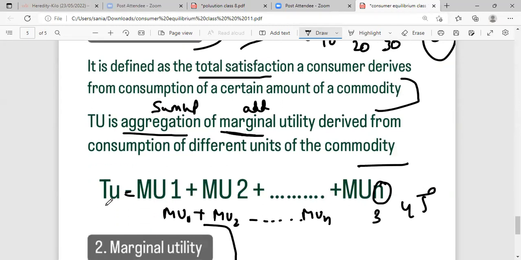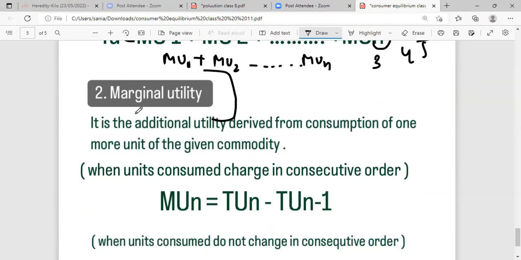So you have to remember the formula, because as we did in the previous chapter, we found out MOC out of the 2 goods. But here, with the help of TU, you will be finding out MU, right? Then, ma'am, what is MU?